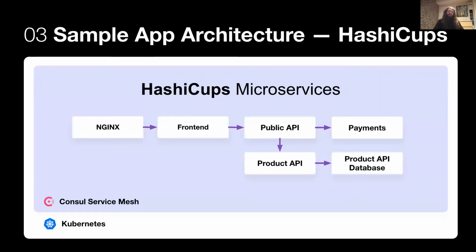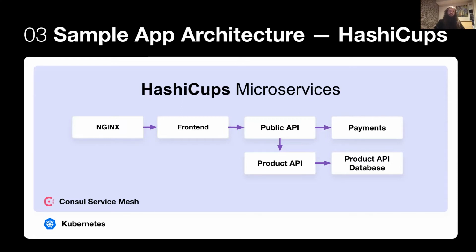HashiCups is a sample application. It is a web shop for coffee. It has a few moving blocks. You can see that the first point of entry for HashiCups is a reverse proxy that uses Nginx specifically. We use that just so that we have a little bit more control over incoming requests in this application, though if you so decide to, when you try this lab in your own environment, you can skip that.